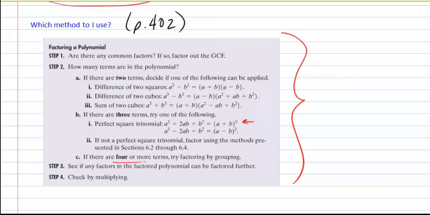And then last, you also want to make sure that if there's 4 terms, you're going to factor it by grouping. So this is kind of a summary of how to use all of the things that we've learned so far.